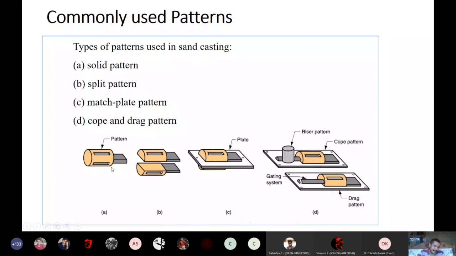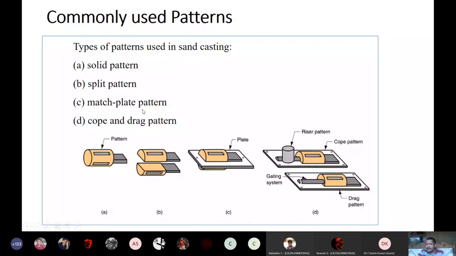Whereas if I cut this into two halves, and one half I can accommodate in the cope box and another half in the drag box, that is called a split pattern. Again, if I am attaching the split pattern on the sides of a board, this board is called a match plate. One side can be taken to the drag, and the top I can take to the cope. Likewise, if the two halves are fitted to a plate, that is called a match plate pattern.